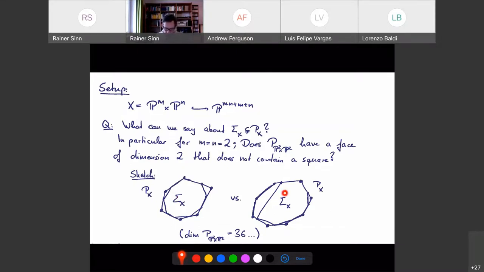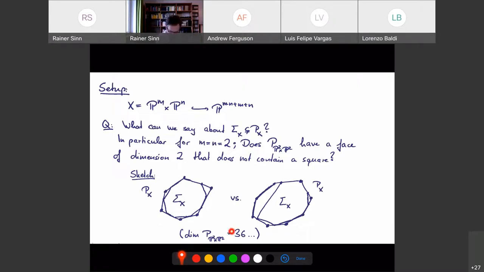Or the question is, can it look like this? Here, these faces always contain a sum of squares, but these two faces out here do not. The sum of squares cone stays away from these two-dimensional faces of the cone Px. And the question is, which scenario are we in? We know the cones are not the same, and we can try to gauge this difference in various ways. This is maybe one way you can try to compare. Which situation is it, the left or the right? That's the question.